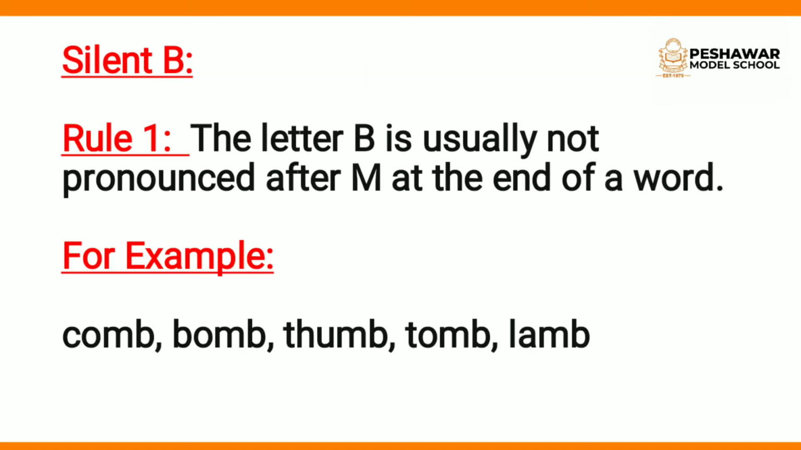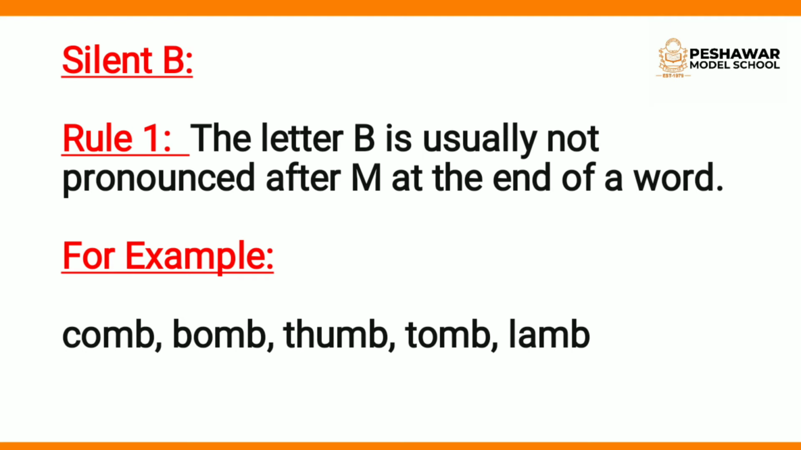Silent B. At the level of grade 4, we have silent B. We will discuss in which type of words we silence the sound of B. Rule number 1: the letter B is usually not pronounced after M at the end of a word.